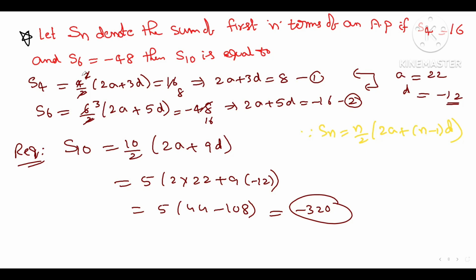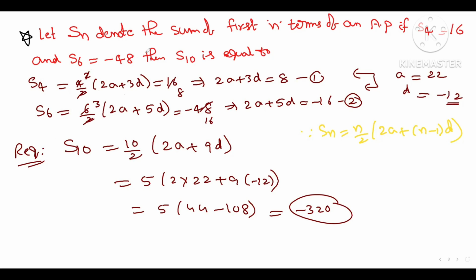So S4 value 16 is given. So S4 is equal to 16. What is the formula? n by 2. n is equal to how much here? 4. 4 by 2 times of 2A plus n minus 1 into D. n value 4, n minus 1 is 3D. So the 2s get cancelled. 2A plus 3D is equal to 8. This is equation number 1.